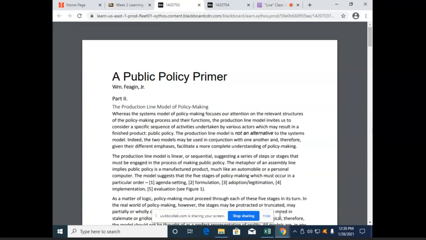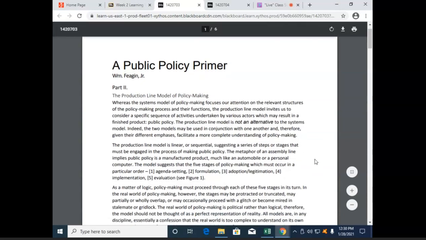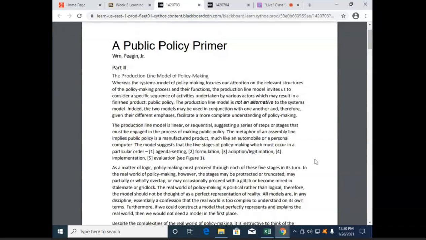Okay, so let's start by talking about the production line model. And as I say here in the policy primer, what I'm really trying to get you to understand about policy making is that because it's purposive or goal-oriented, which is what we talked about last time, we can think about the process of policy making as a series of activities undertaken in response to a problem or condition. It's essentially problem solving.